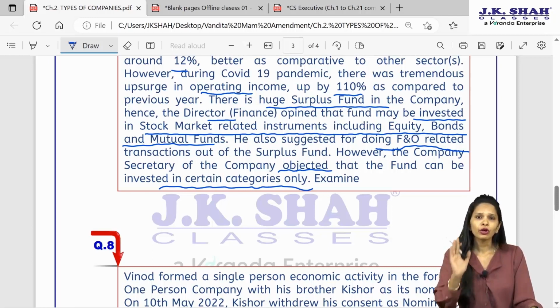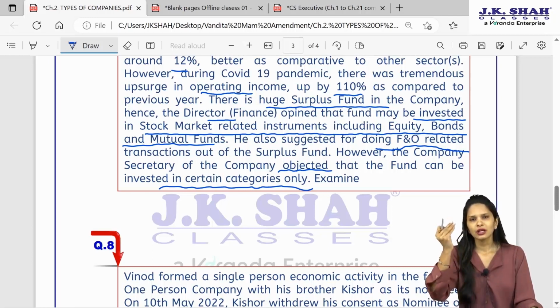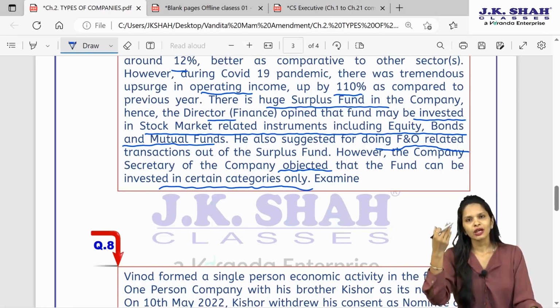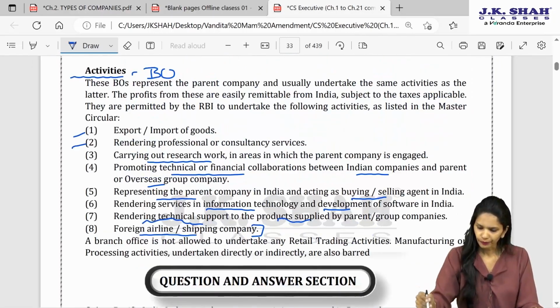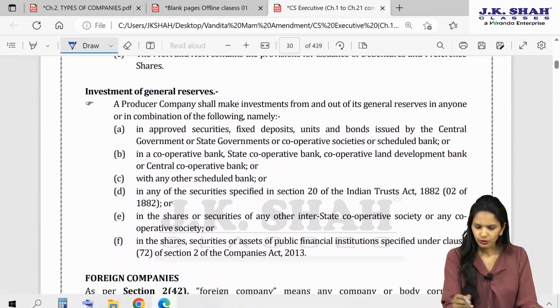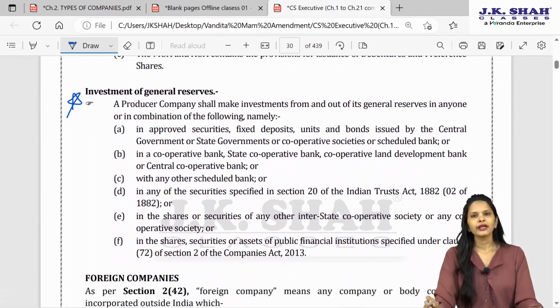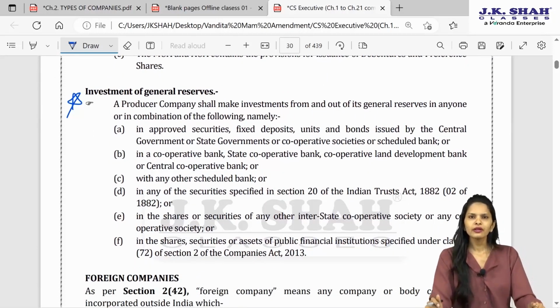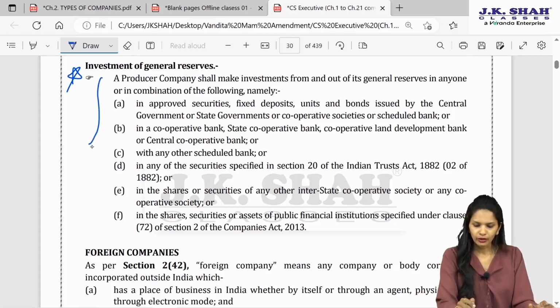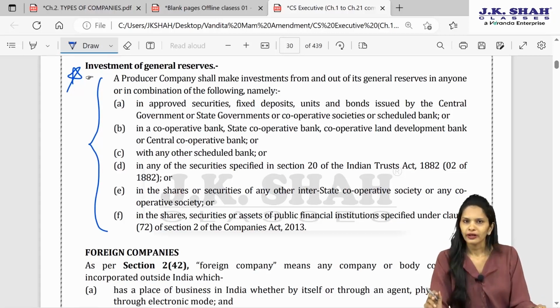No need to write in the form of a case law, but you have to just give a starting introduction, write those allowed activities or allowed investments and then conclude that. So how do we do that? I'll tell you. Let us go to the producer company now. See students, these are the investments in general reserves. So whenever any producer company has any reserves and if they want to invest, they can only and only invest in these securities.